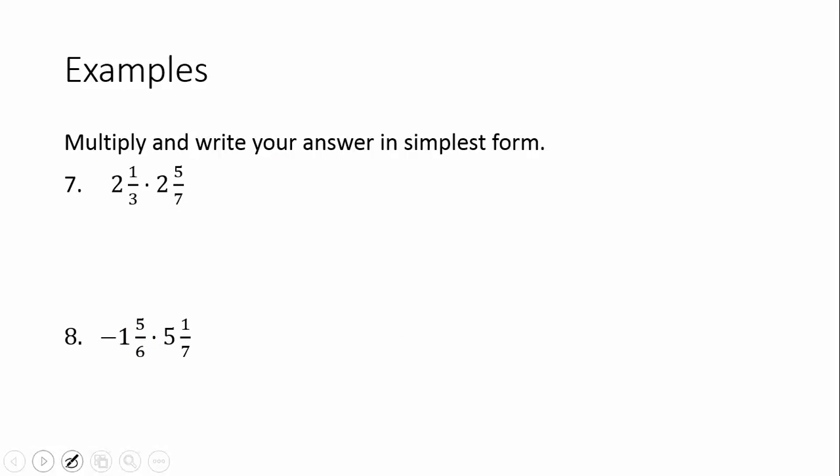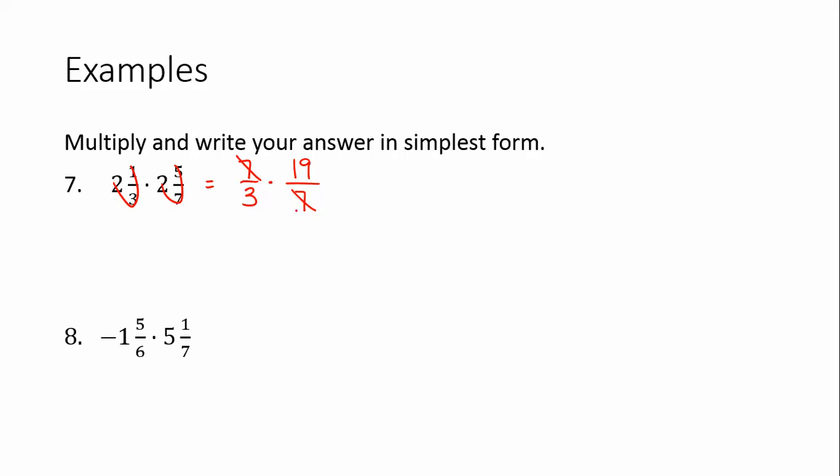Let's look at some mixed numbers. When you're multiplying mixed numbers, you want to turn them into improper fractions, so we do that candy cane method to both numbers. 2 and 1/3 becomes 7/3. Remember, it's 2 times 3 plus 1 over the denominator, times 2 times 7, 14 plus 5, which is 19/7. Now we need to do some cross-canceling first.